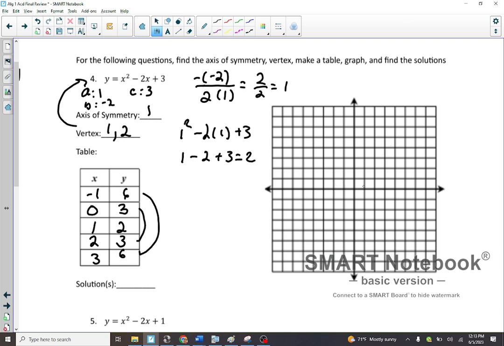Now I'm going to graph this, so (1, 2), (0, 3), (2, 3), and (3, 6), and (-1, 6). So I graph my points. And what's important to notice here is when I say solutions, that's when it hits the x-axis. In this case, this does not hit the x-axis, so there's no solution.